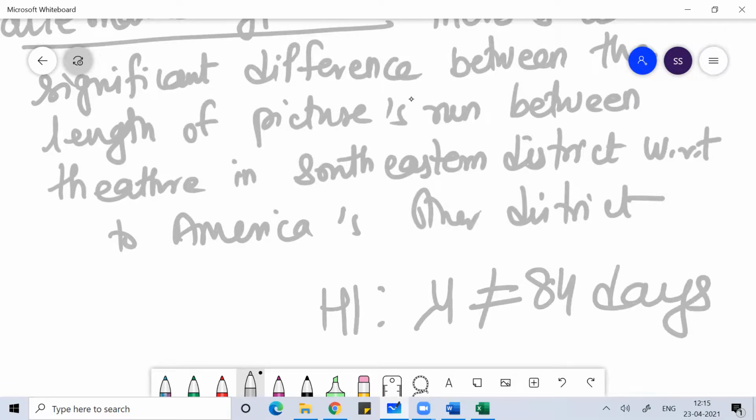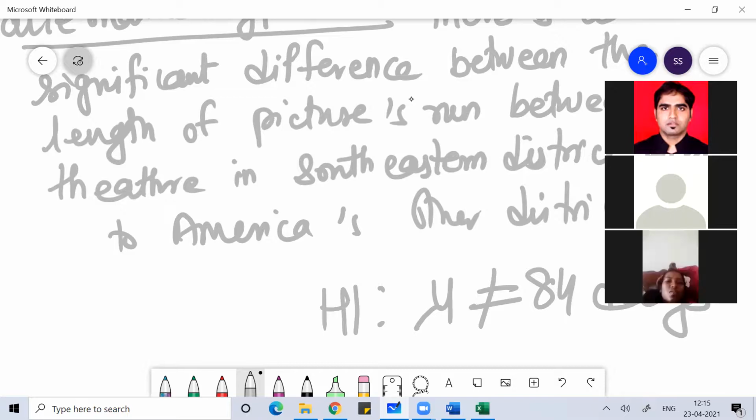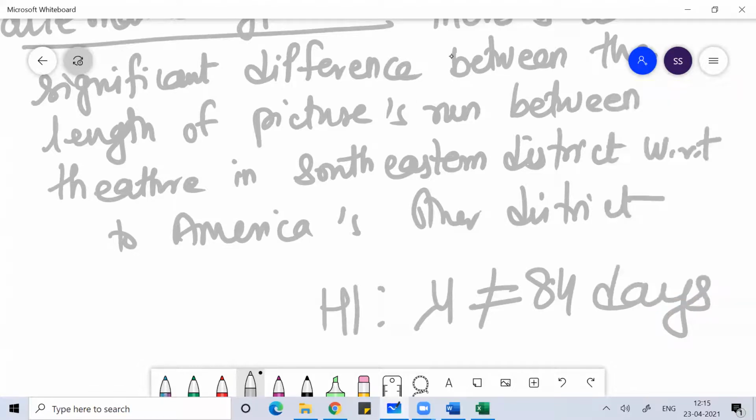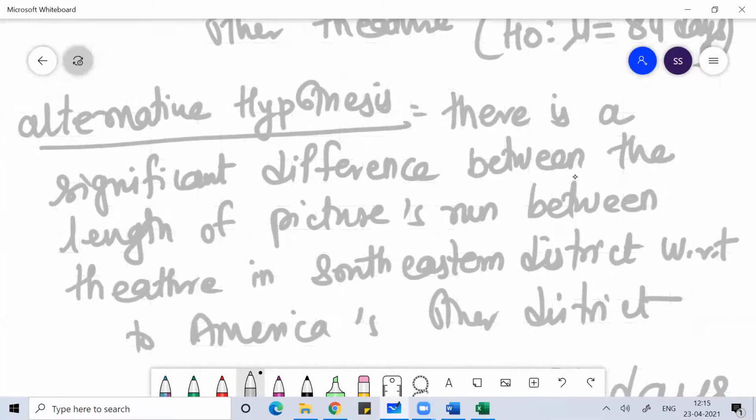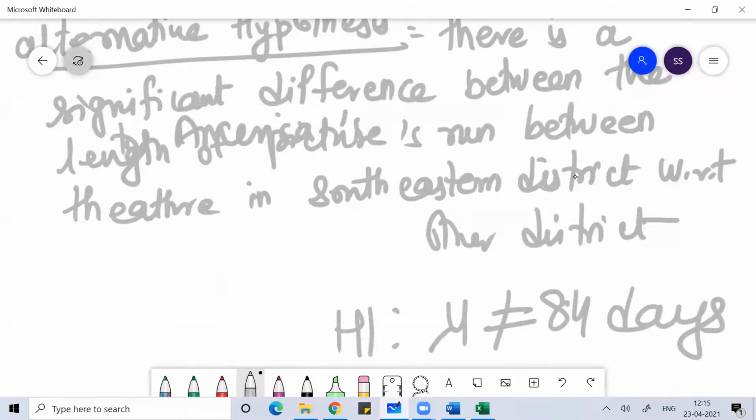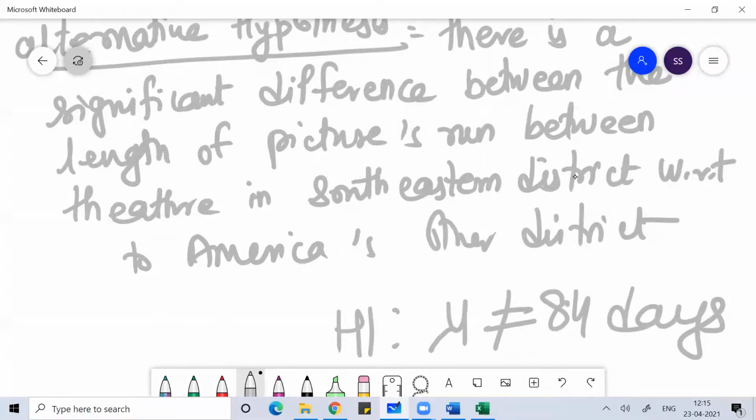So when you write the null hypothesis, you write that mu is equal to 84 days. In the alternative hypothesis, you write that mu is not equal to 84 days.